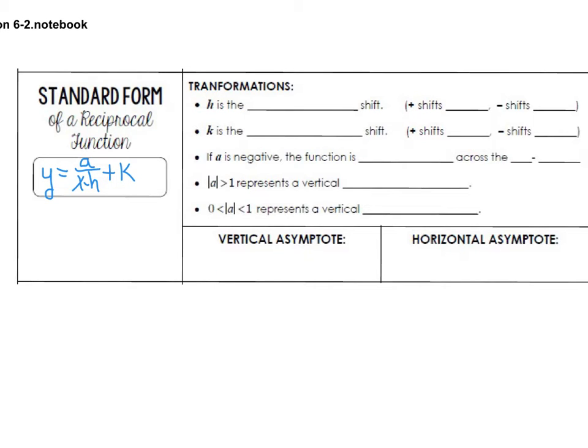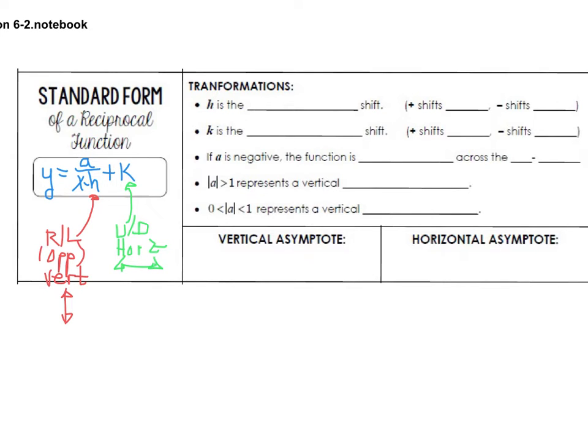So let's rewrite what you already know. Outside the function is your up or down movement. And outside the function, that up or down movement moves the horizontal asymptote. That's the one that goes in this direction. Then inside the function is going to be your h, and this is going to be your right-left movement, and it's going to be the opposite of what you think it is. And that is going to move your vertical asymptote, which is this way.